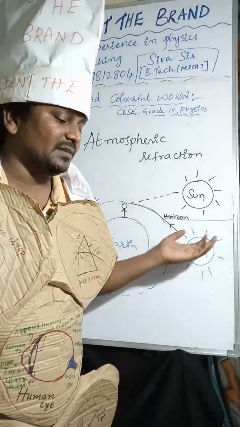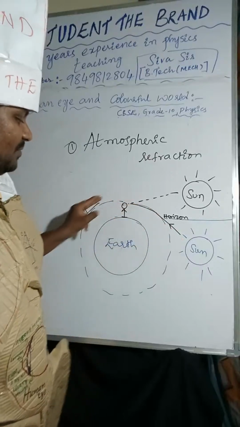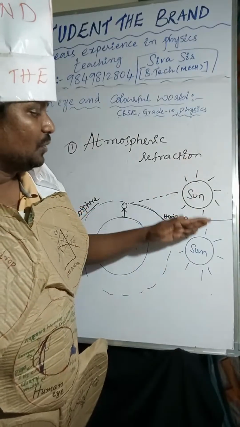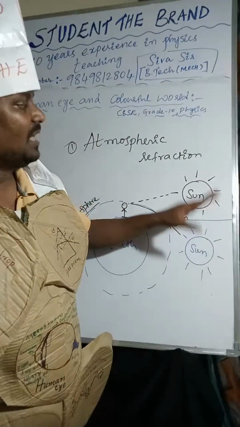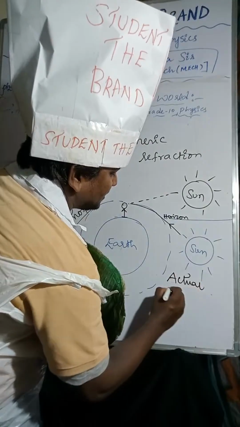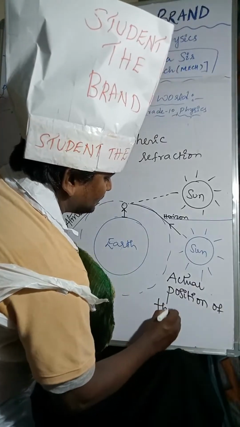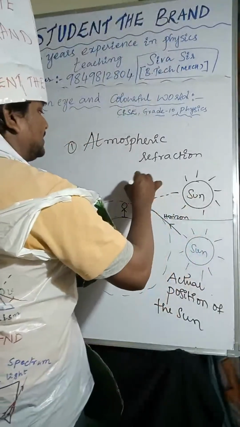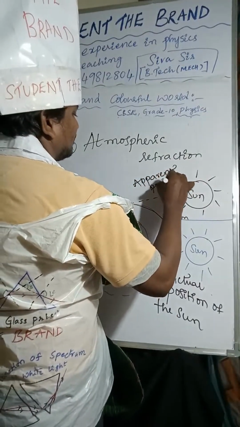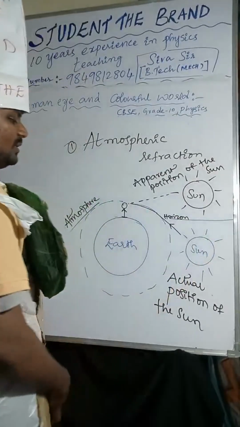2 minutes advance sunrise. Actually the sun is here only, but because of the atmosphere, refraction of the light takes place and the sun appears here, 2 minutes before. The actual position is here, but the apparent position is here. So this is the actual position of the sun, and this is the apparent position of the sun.